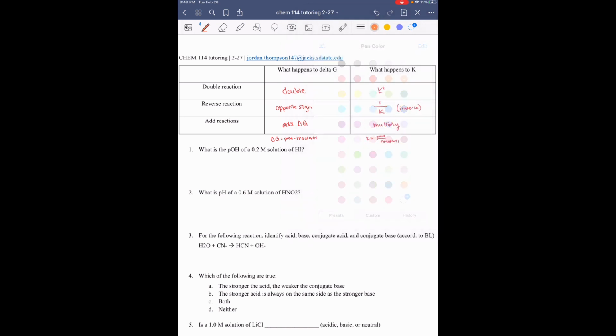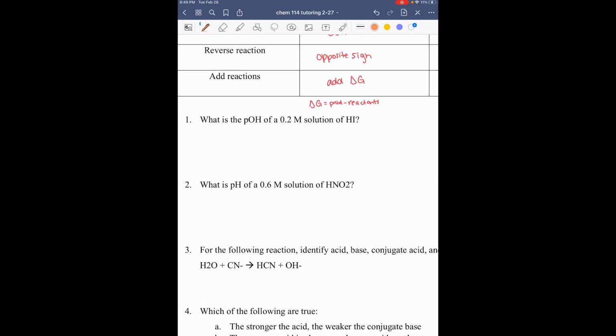Moving on. So for this one, we have, what is the pOH of a 0.2 molar solution of HI? So HI is a strong acid. First, acids, what do they do? They donate hydrogens, according to Bronsted-Lowry theory, which is the main one that we're using. And strong acids dissociate completely.